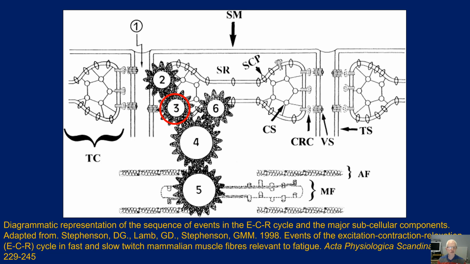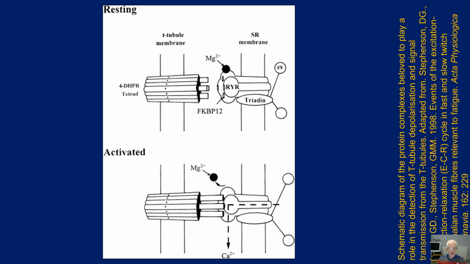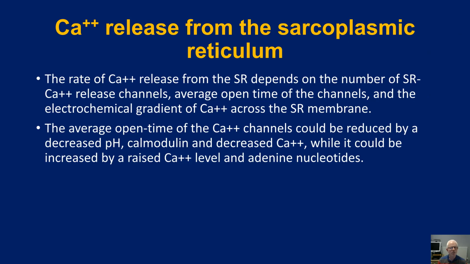Which brings us to stage 3. So now what we're starting to deal with is the way in which calcium will start to be released from the sarcoplasmic reticulum. The rate of calcium release from the sarcoplasmic reticulum depends on the number of sarcoplasmic release channels, how many are open, the average time that they're open for, and how big the gradient is across the channels. Let me explain what I mean.